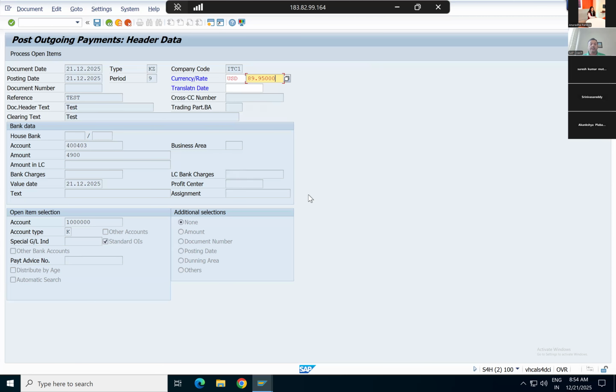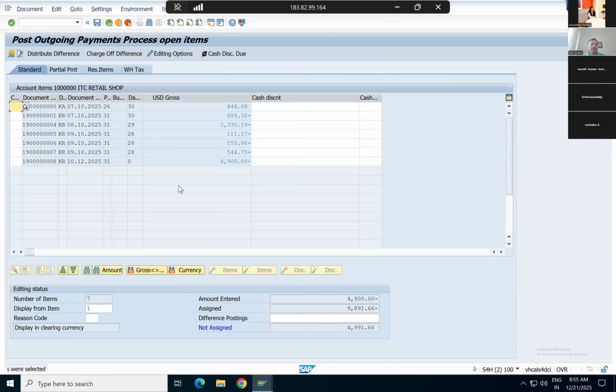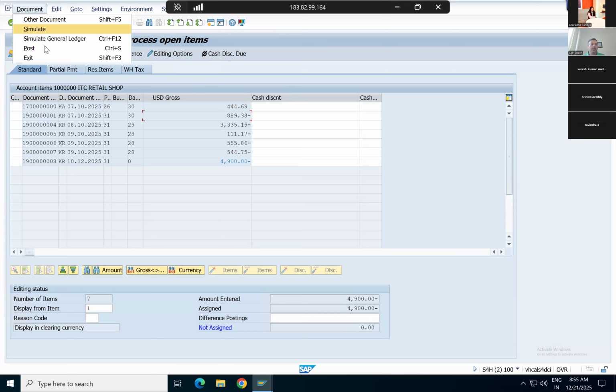Okay, again, I'm changing to 89.95. I'll press enter. So you see this message has changed. Now it is saying difference by 0.03%, which is okay. I'll click on enter. So these are all open items, but I am interested only in the last one. I don't want all these items, so I will deselect. I only want one item, which is this 4,900. And I'm now going to do document simulate.